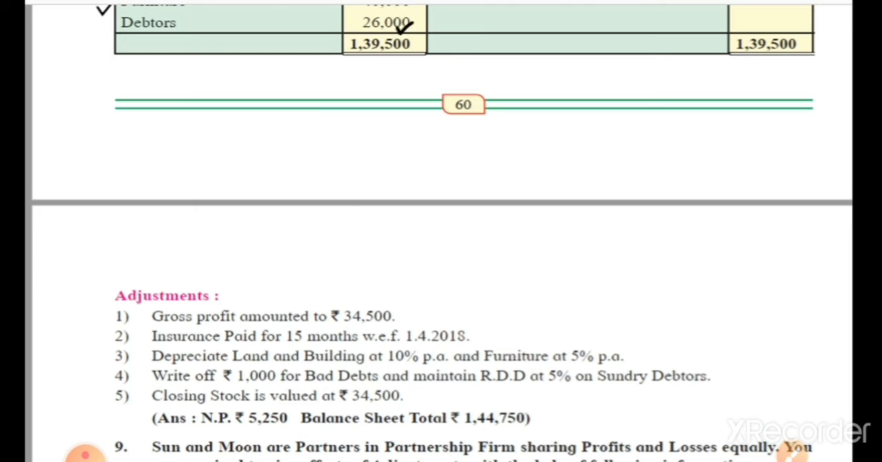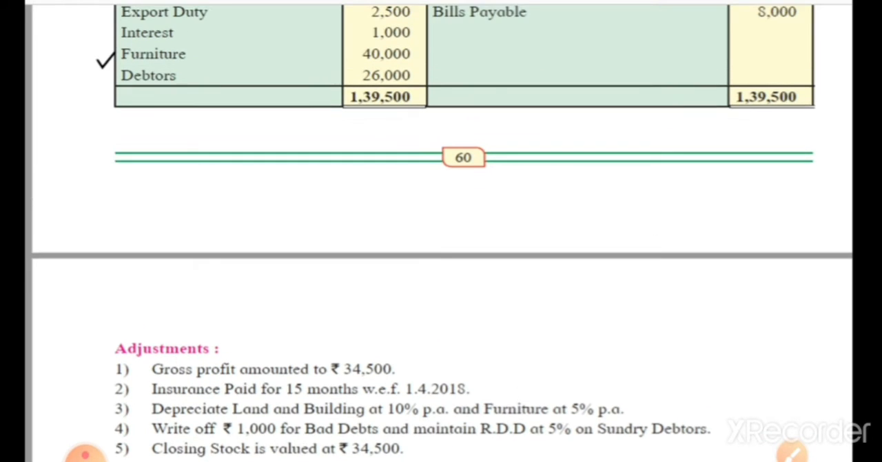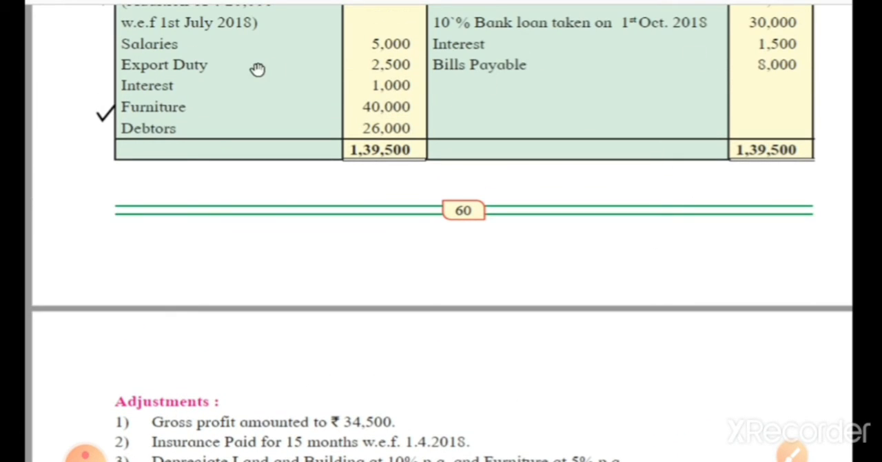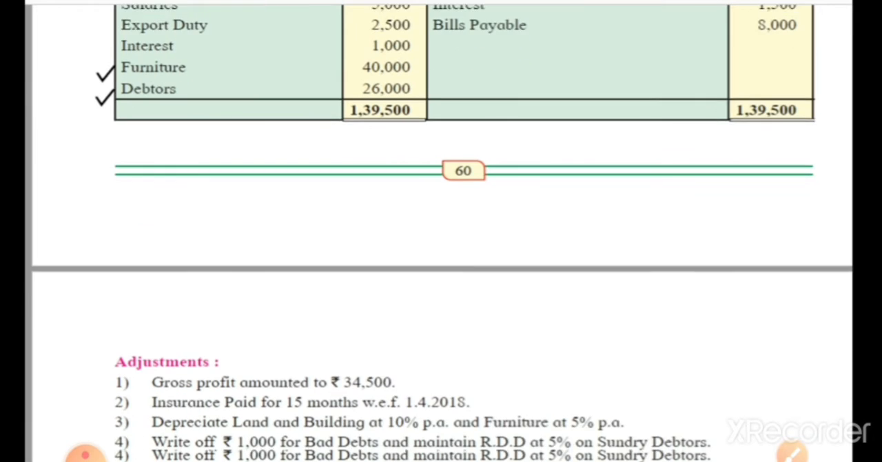Next adjustment, the fourth: write off rupees 1,000 for bad debts and maintain the RDD at 5% on sundry debtors. So here there are bad debts in adjustment and RDD in adjustment. It is a debtors related adjustment, so we put a tick mark before the debtors in the trial balance. Okay, so we know all the effects of that.